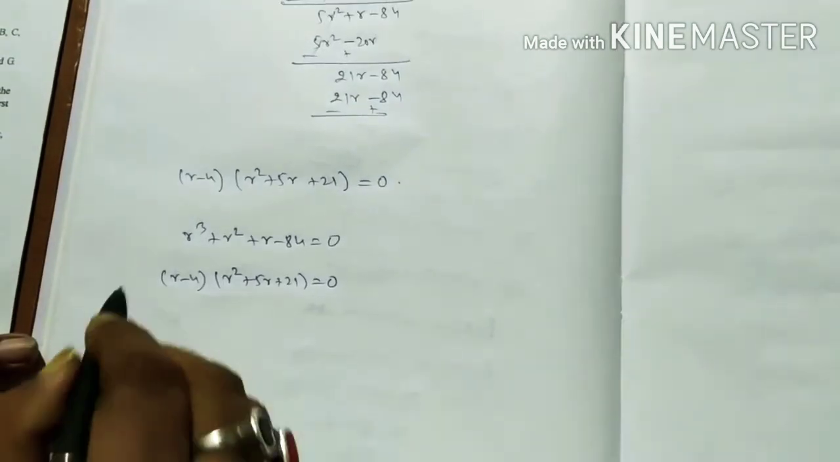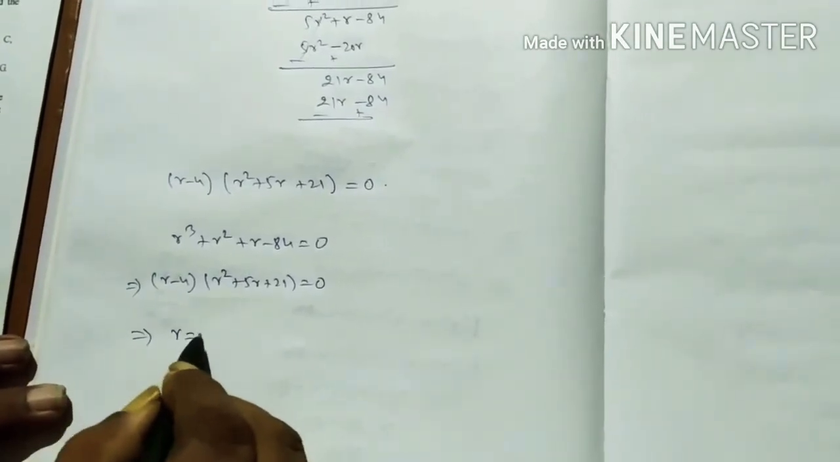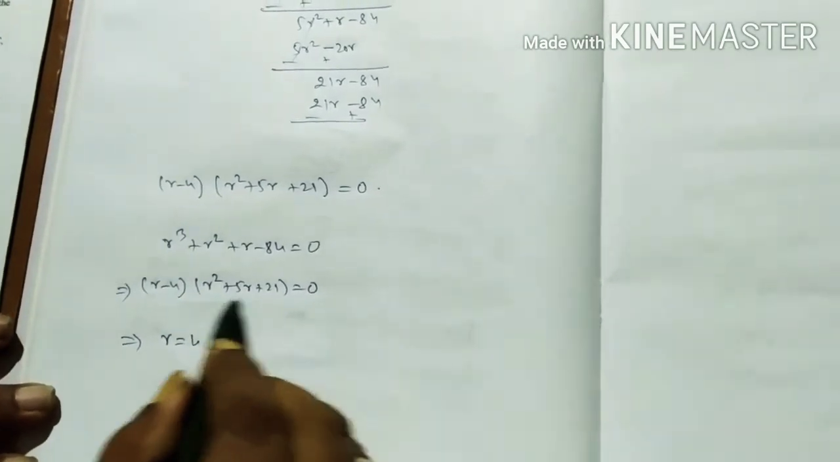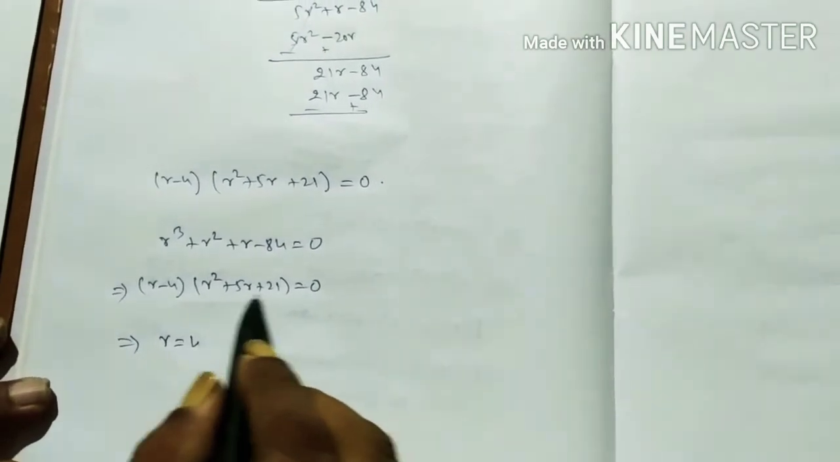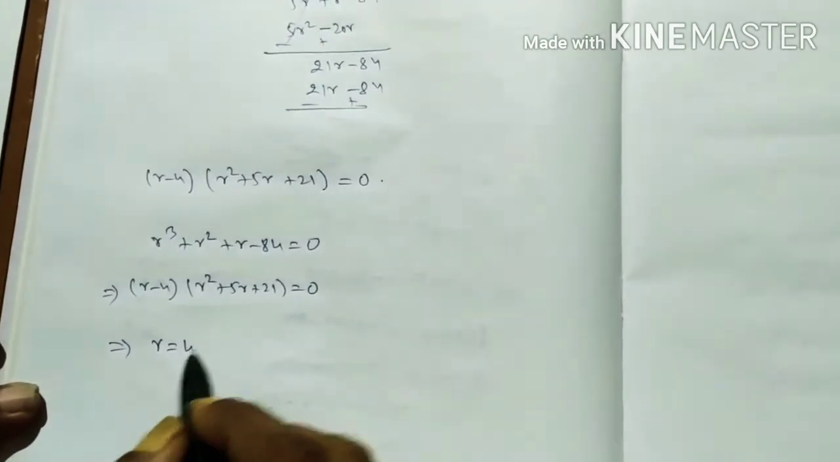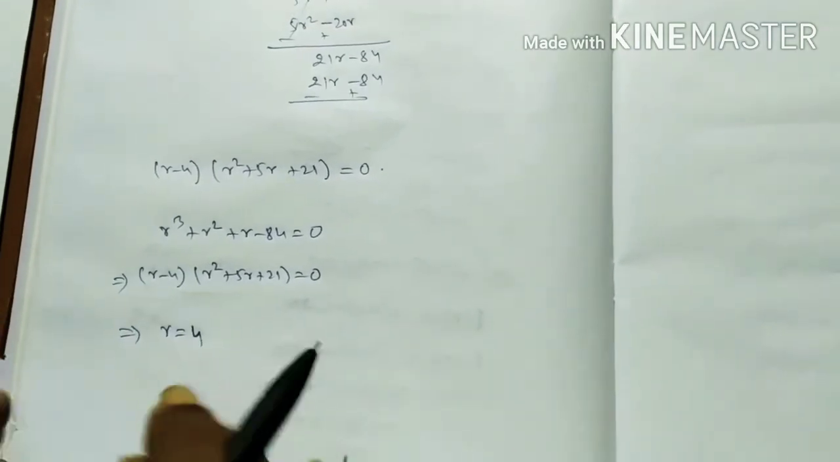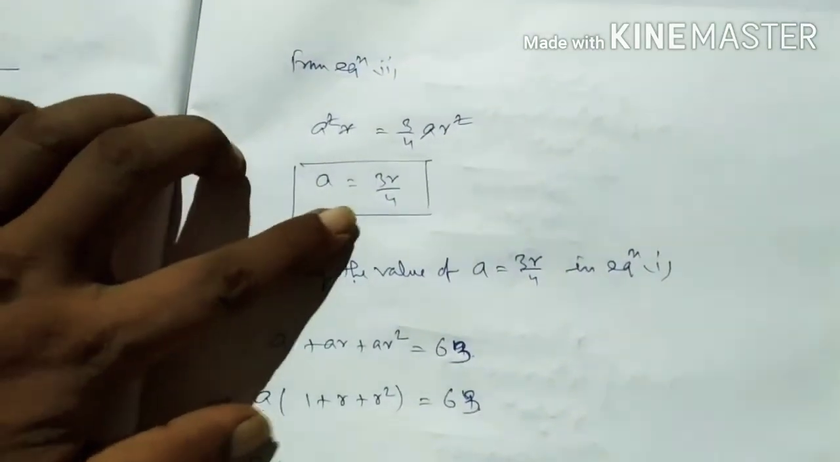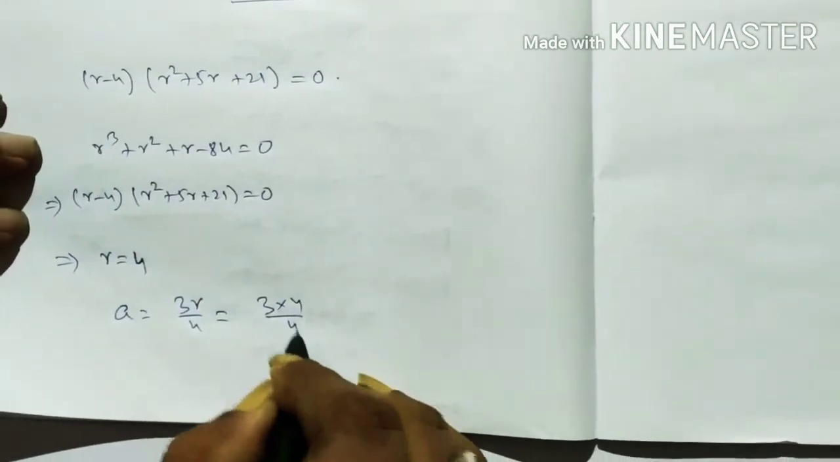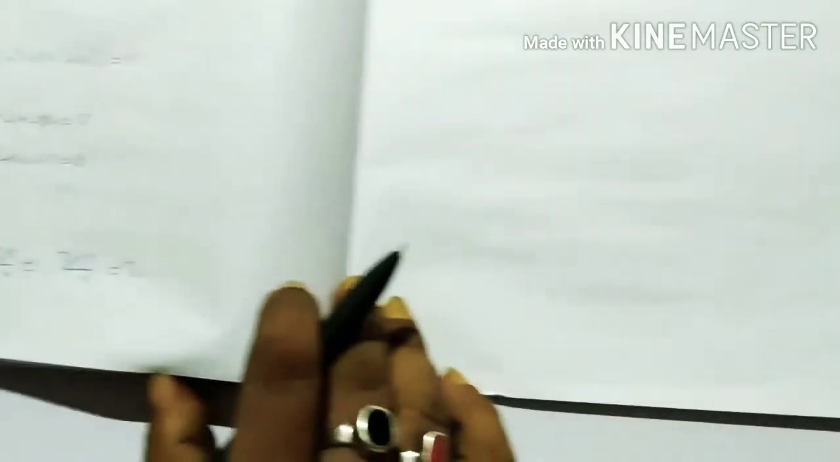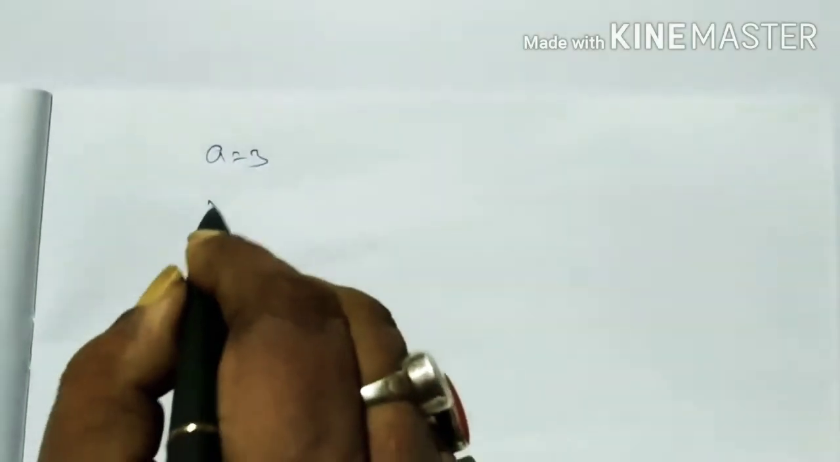Now our value of r will be 4, because here we can't split this into the middle term. 21 is 7 threes, so it will not be possible to do this. So our value of r will be 4. Now since I have got the value of r, from this I will find the value of A. So A is equal to 3r by 4, that is 3 into 4 by 4, that is equal to 3. Now I have got the value of A. Value of A is 3 and r is 4.